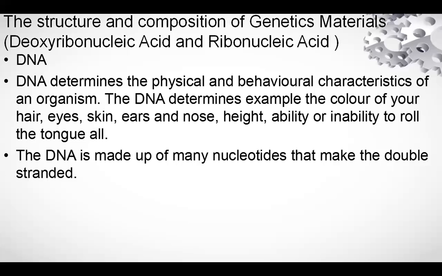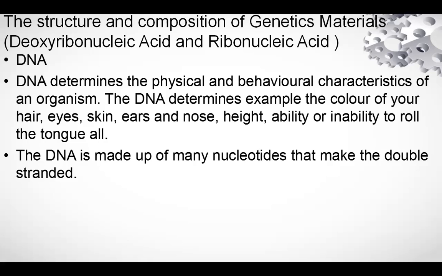Moving on, let's see the structure and the composition of the genetic materials. Here we are talking about deoxyribonucleic acid and the ribonucleic acid. Starting with the DNA, the DNA determines the physical and the behavioral characteristics of an organism. So the DNA determines, for example, the color of hair, eyes, skin, ears, nose, height, ability or inability to roll the tongue, all of it, or partly.